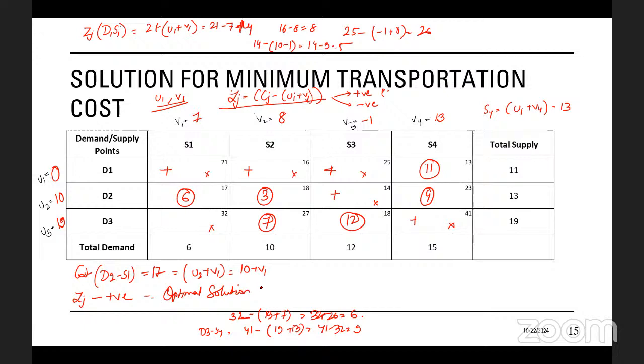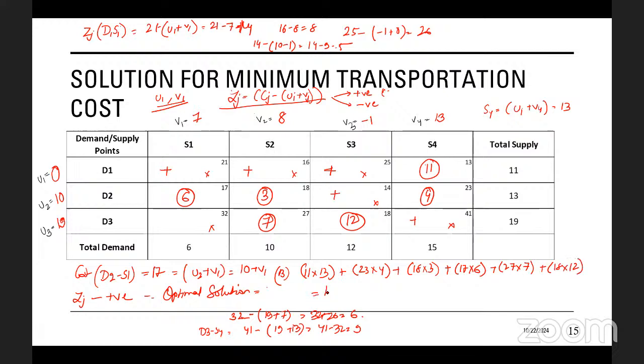So the initial basic solution of the table that we found using Vogel's approximation method has come out to be our optimal solution. Now we will find out the minimum transportation cost, which is part B of our question. So 11 into 13, plus 23 into 4, plus 18 into 3, plus 17 into 6, plus 27 into 7, plus 18 into 12.